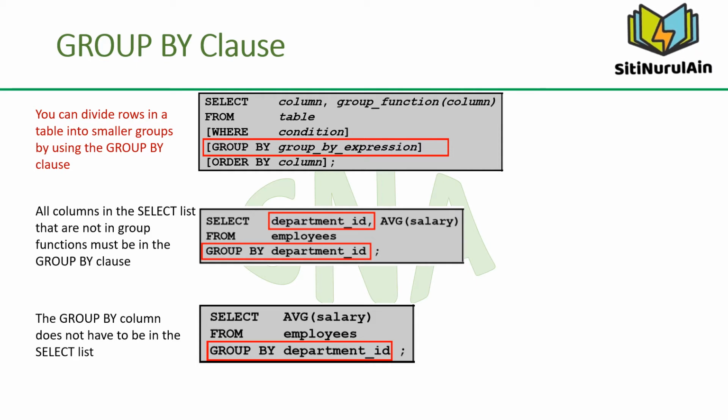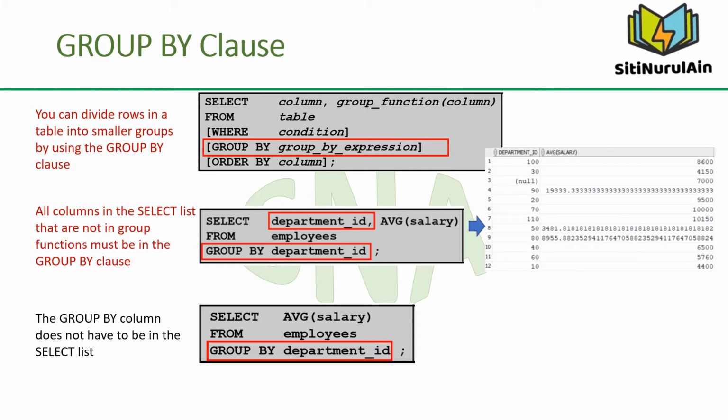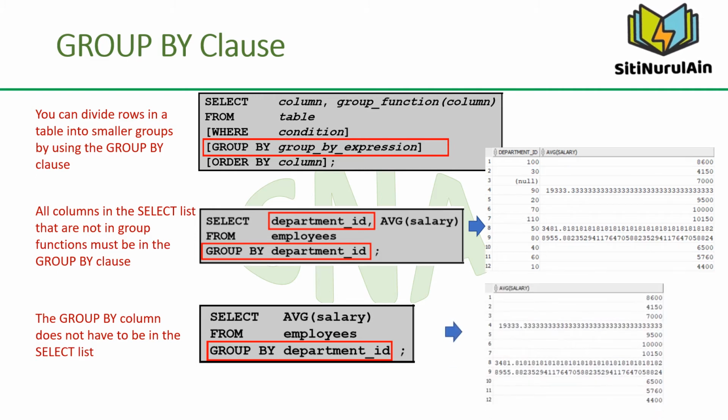When using the group by clause, make sure that all columns in the select list that are not group functions are included in the group by clause. The example in the slide displays the department number and the average salary for each department. The group by column does not have to be in the select clause. For example, the select statement in the slide displays the average salaries for each department without displaying the respective department numbers.